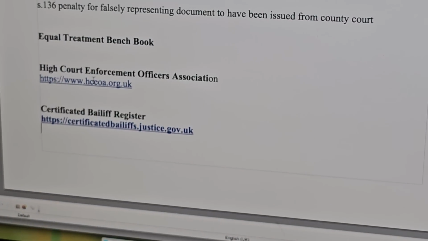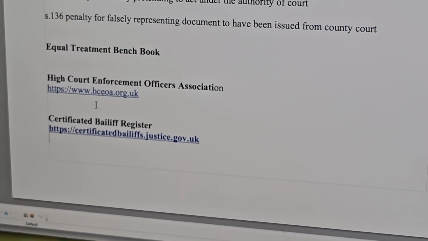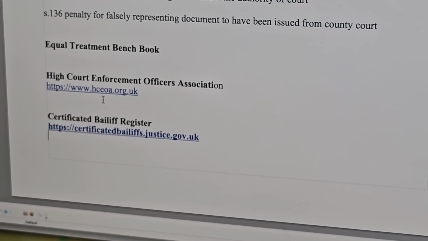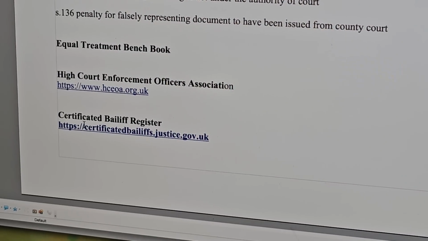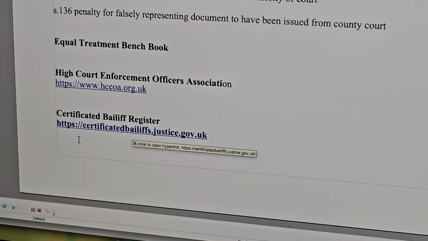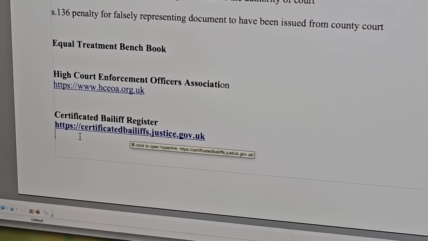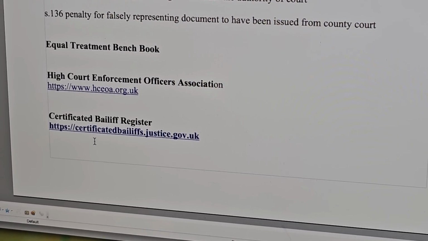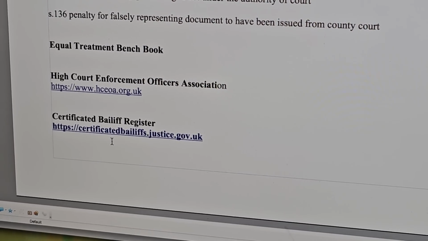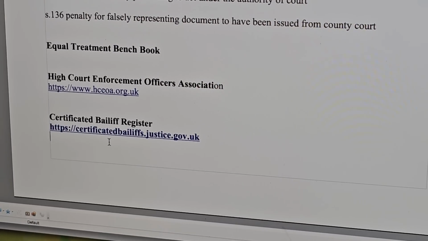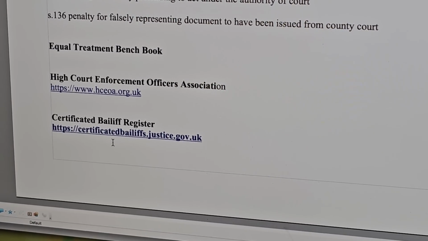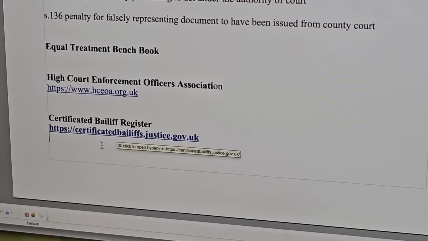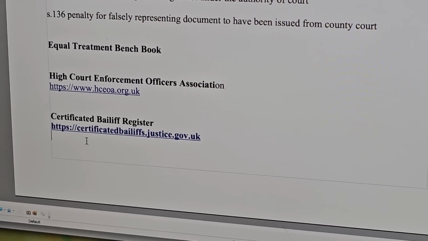The difference between the High Court Enforcement Officers Association, which is for High Court Enforcement Officers only, is that they are approved by the Lord Chancellor. The certificated bailiff register are lower. They're agents, they're certificated agents, and they apply to the county court. So they do all of the work for goods, if they're going to take people's goods, this, that and the other, that's who would turn up for them. And they're not allowed to enter into your house? Not as far as I'm aware, they're not.